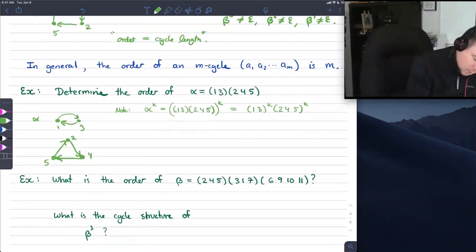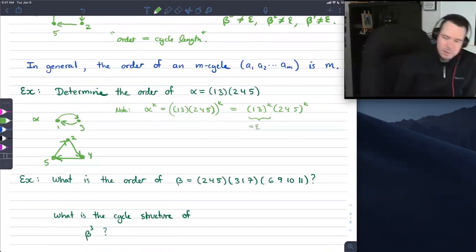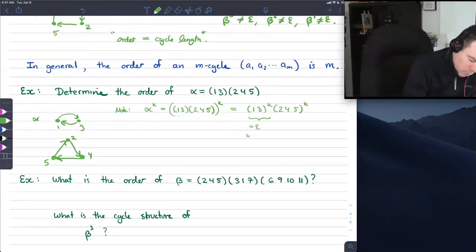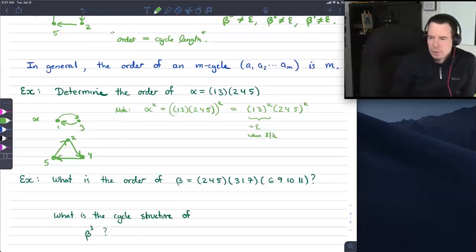And then we say, well, if this is to be the identity, right, I want this to be the identity because I want to find the order. So this is the identity when k is, well, I'll say it this way, when 2 divides k. So how do I kill a 2 cycle? I just have to make sure I multiply it to itself an even number of times. Because an odd number of times, 1 will end up at 3. It goes 1 to 3, back to 1, then to 3, back to 1, then to 3. So in order for 1 to come back to itself, I have to do it an even number of times.